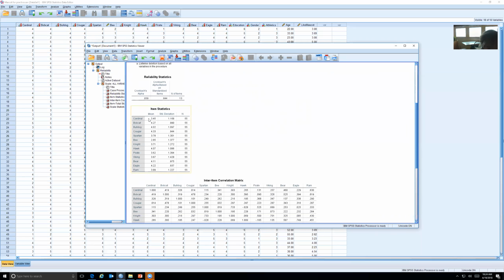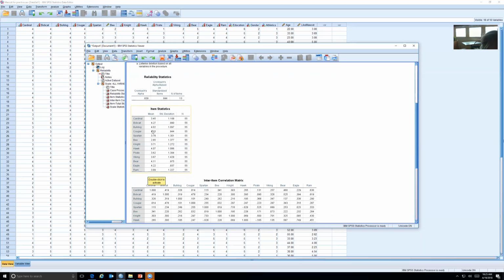Okay, here's just for my own interest, and this might make a nice table. These are the means and standard deviations on all of the items. So notice as I look down the means, I can just use this even in my results section and say it looks like Cougar at 4.33 was the most beloved or the most well-liked mascot. That's kind of cool. And what was the least liked?